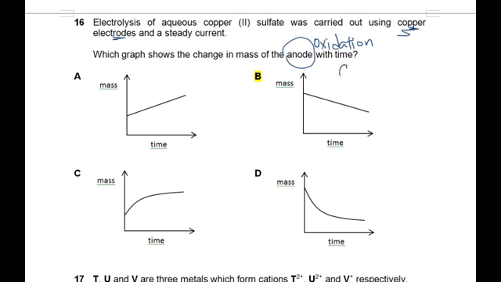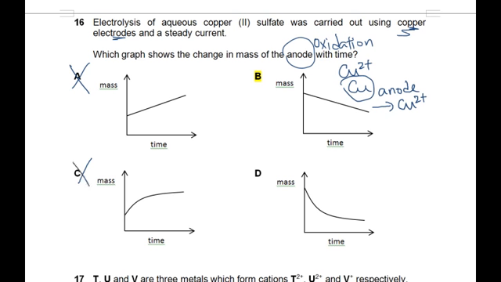So we can either choose between Cu2+ or Cu. Which one will get oxidized? Hope you say Cu. So the Cu anode will get oxidized to become Cu2+. And when that happens, the Cu would gradually dissolve into the electrolyte and the mass will decrease. So immediately you should cross out A and C.